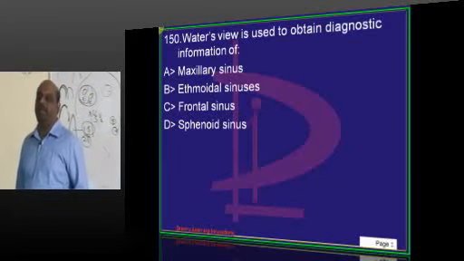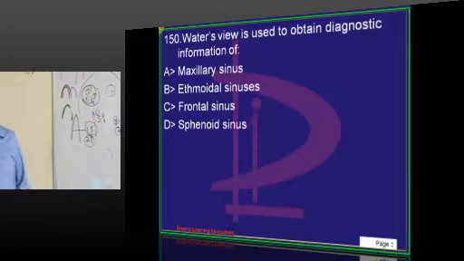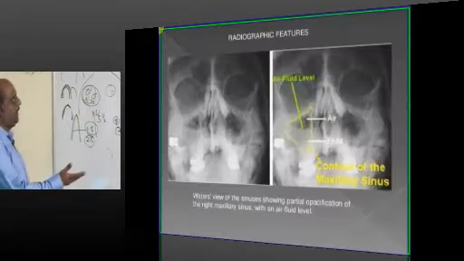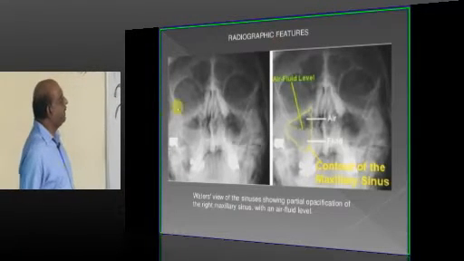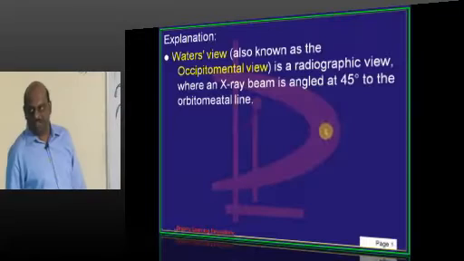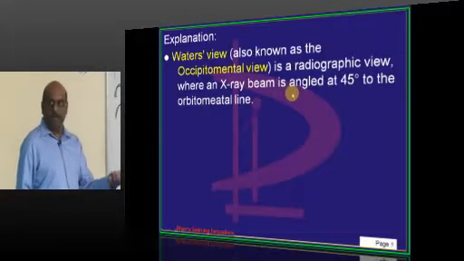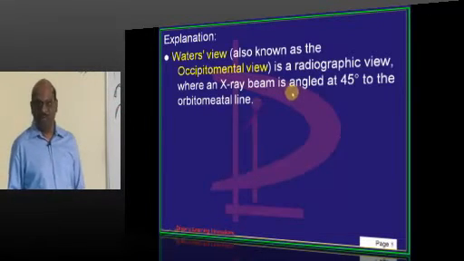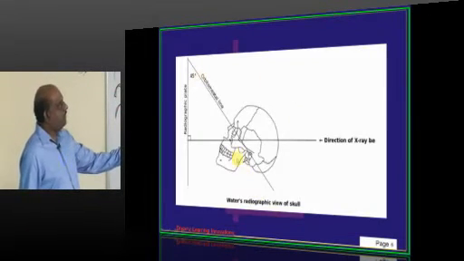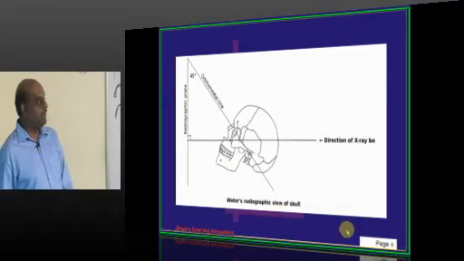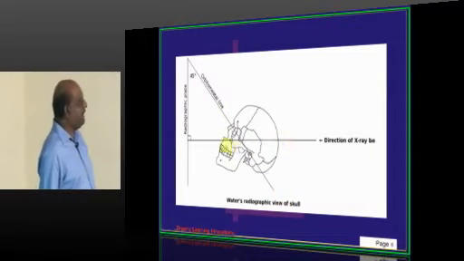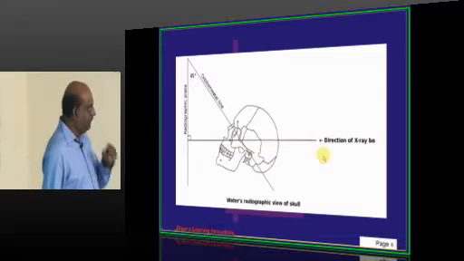So 150 to 300, we will run like Shatabdi Express. Water view, you all know, is for the maxillary sinus, and you can see the opacification of the maxillary sinus on water view. It is the occipito-mental view, right? So this is how you do the occipitomental view.